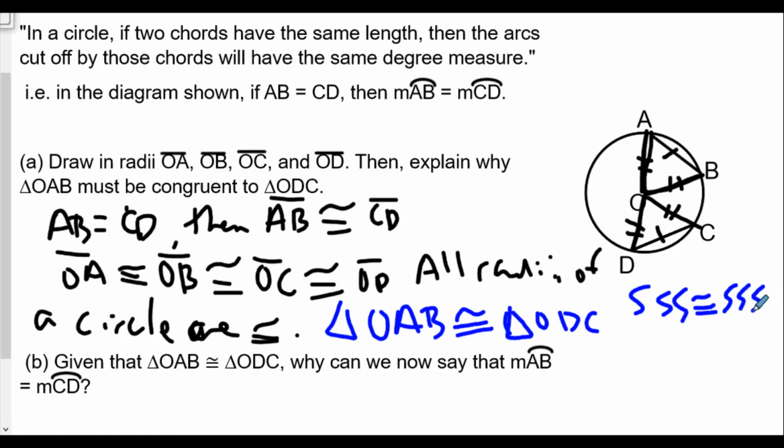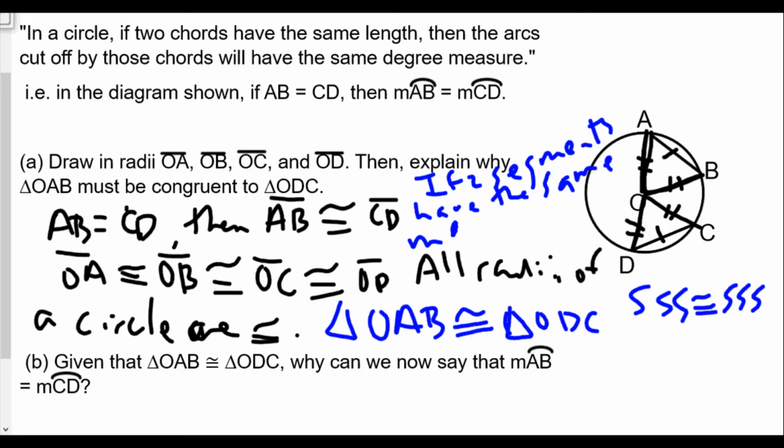Please make sure you explain these things, not just say hey, they're congruent. For example, for the statement AB congruent to CD, we want to say in this case: if two segments have the same measure, then they are congruent.